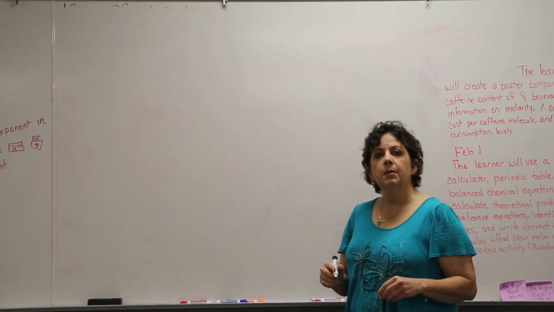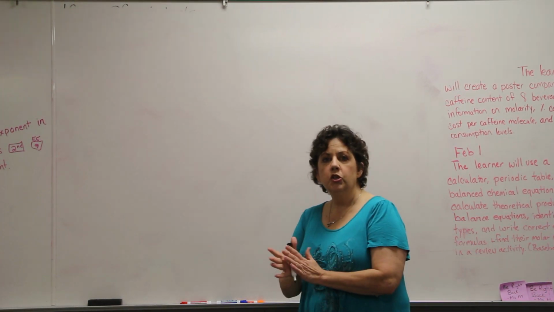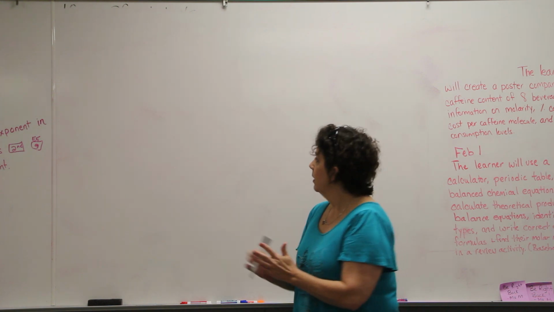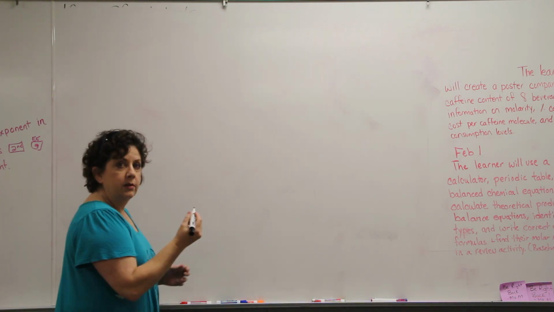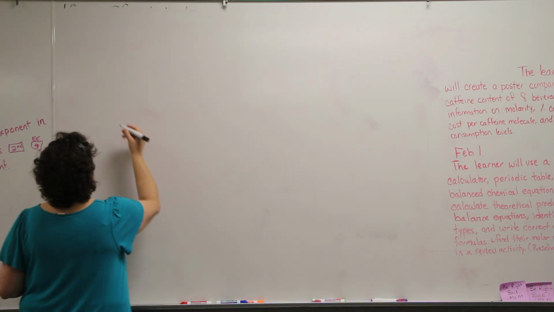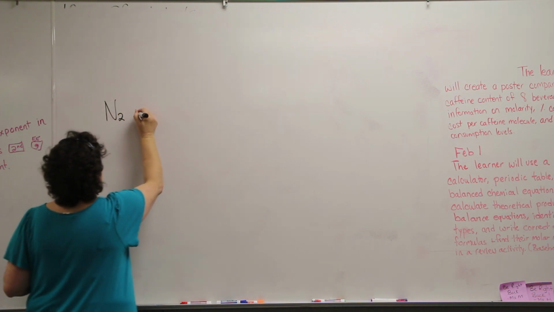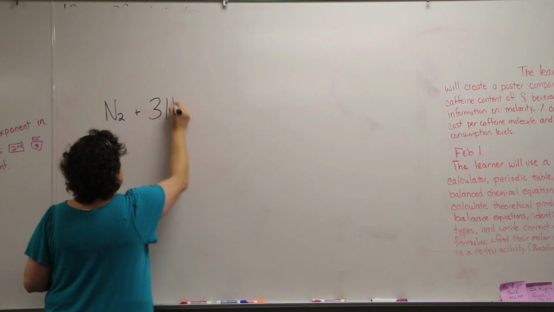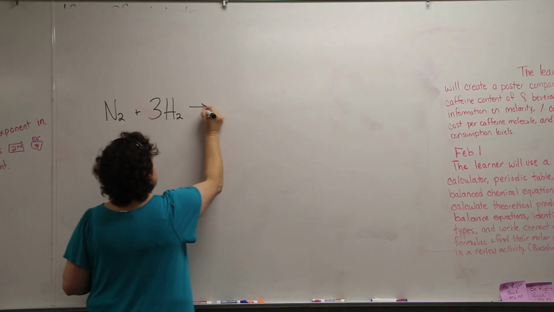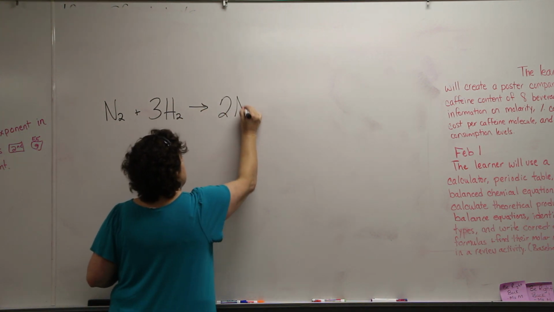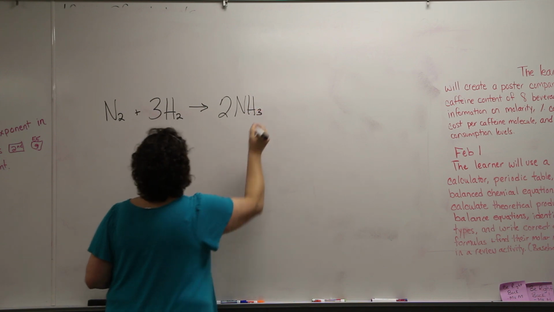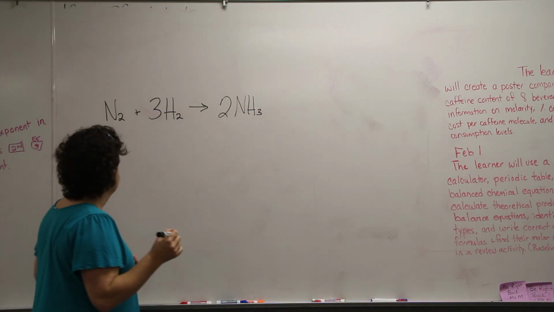Okay, today we're going to talk about theoretical yield calculations and percent yield. So we start with a balanced equation. We'll talk about making ammonia. It takes 1 mole of nitrogen and 3 moles of hydrogen to make 2 moles of ammonia. That is the balanced equation for making ammonia, NH3.